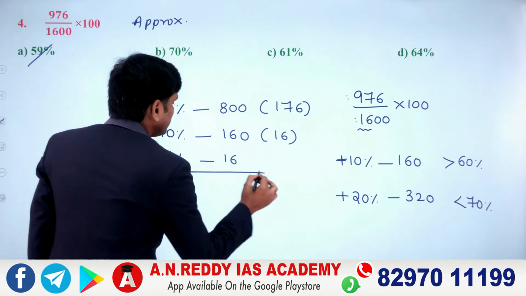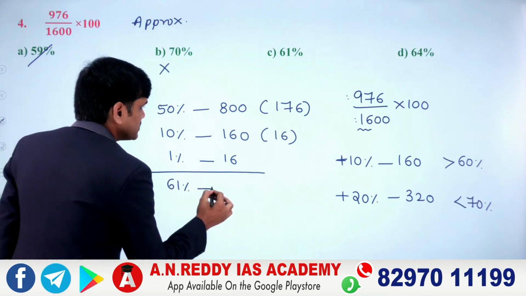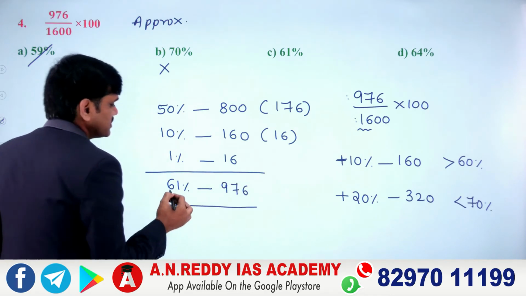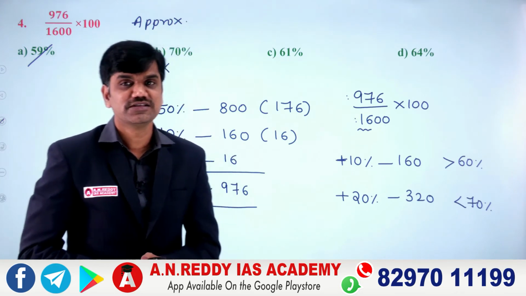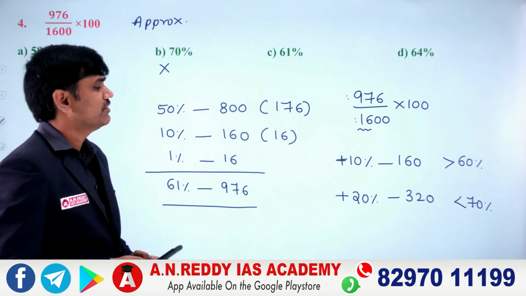Hence I can confidently say that my answer is 61%. 61% is 976. Is that clear? Please make a note of it.